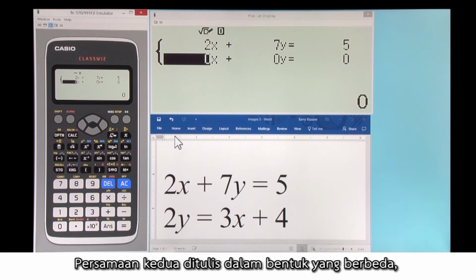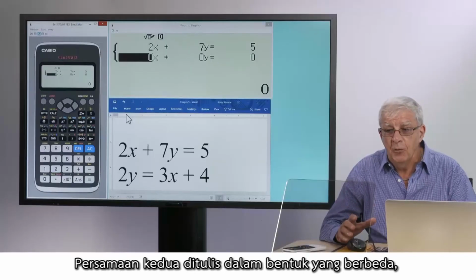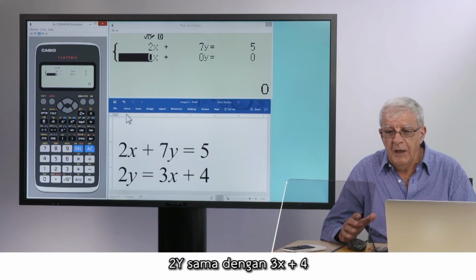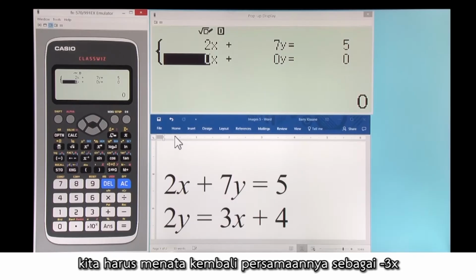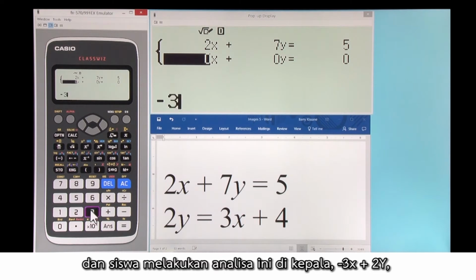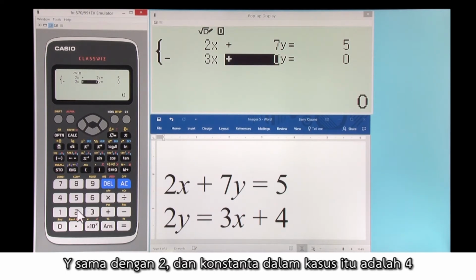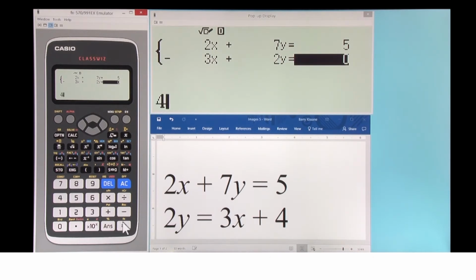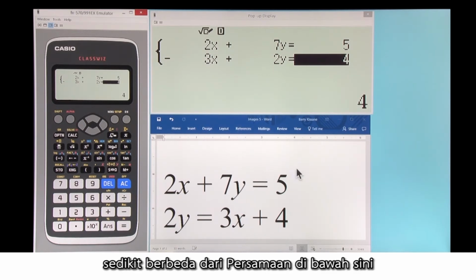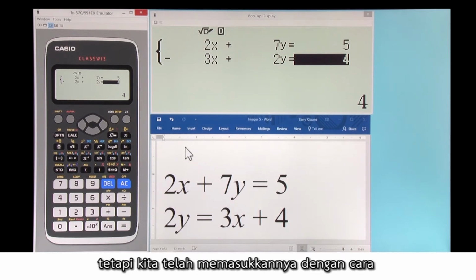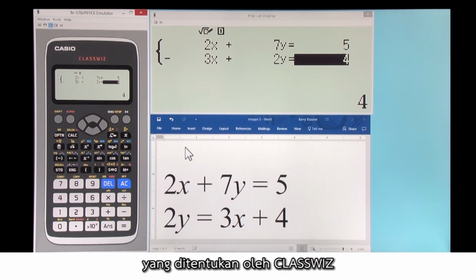The second equation, however, is written in a different form: 2y is equal to 3x, add 4. So to enter the coefficients here, we have to reimagine the equation as negative 3x, and students have to learn to do this in their head. Negative 3x, add 2y, so y is 2, and the constant in that case is 4. So you can see the equations entered up here look a little bit different from the equations down here, but we've entered them in the way that ClassWiz demands.